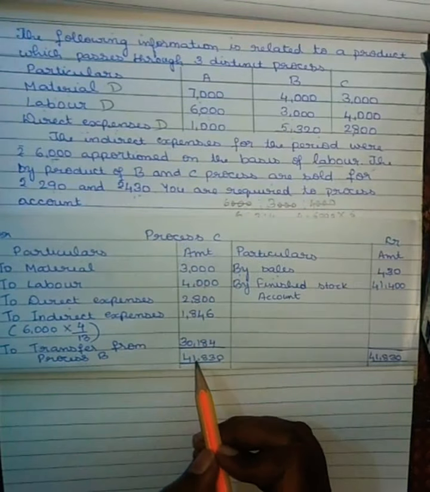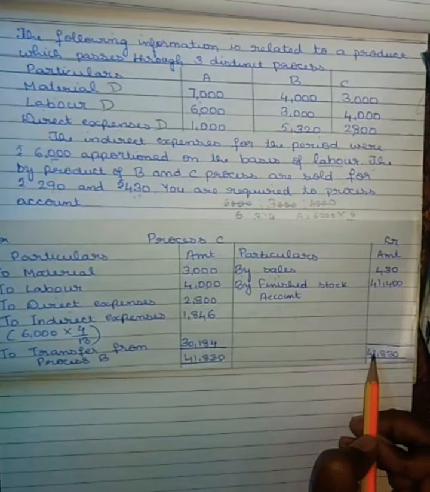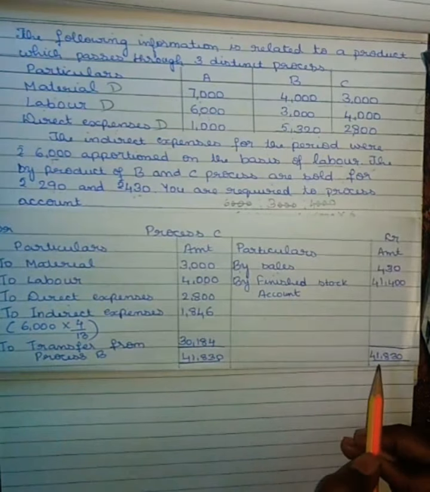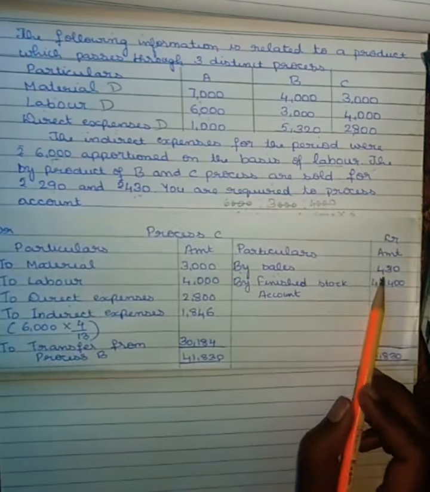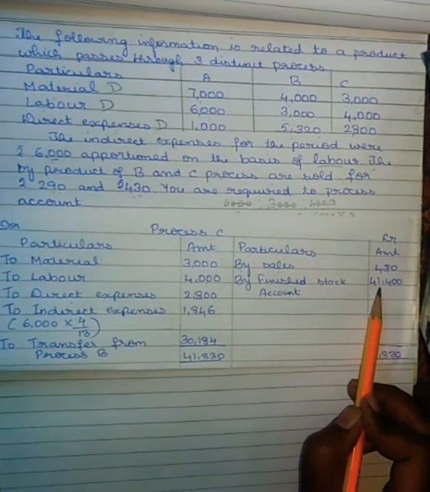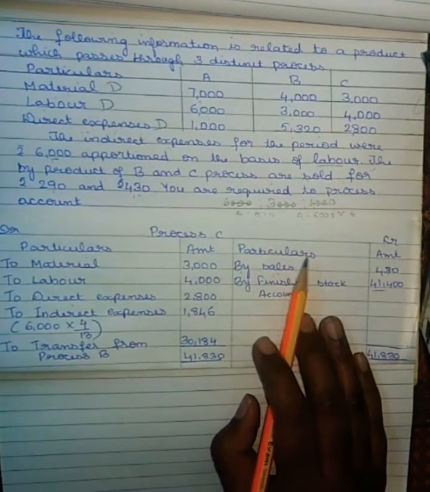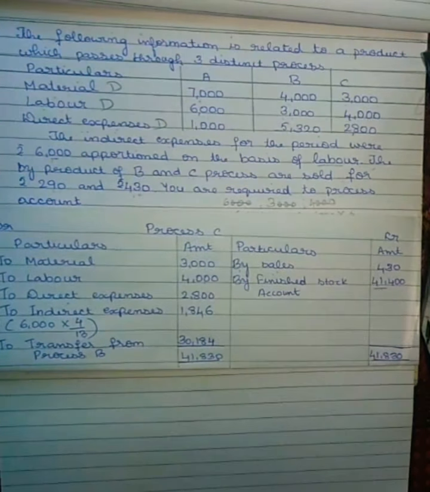Now the debit side total will add up to 41,830. Credit side also will add up to 41,830. From 41,830 minus 430, if you do, you will get the value as 41,400. This 41,400 is nothing but the value of finished stock.